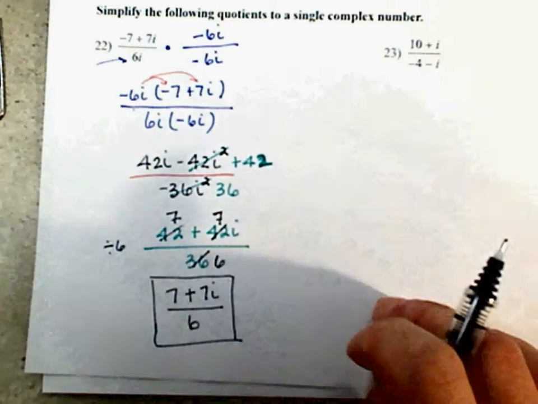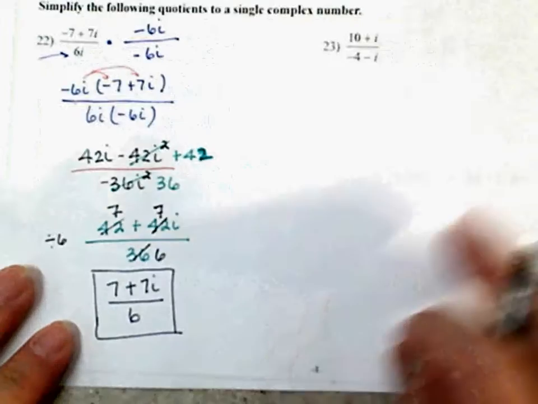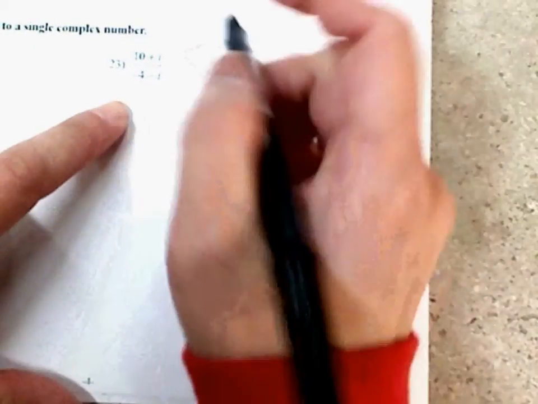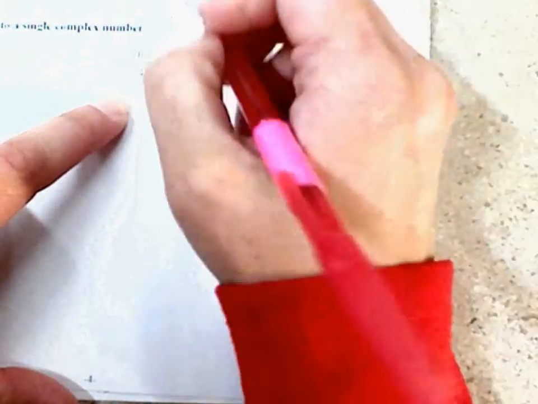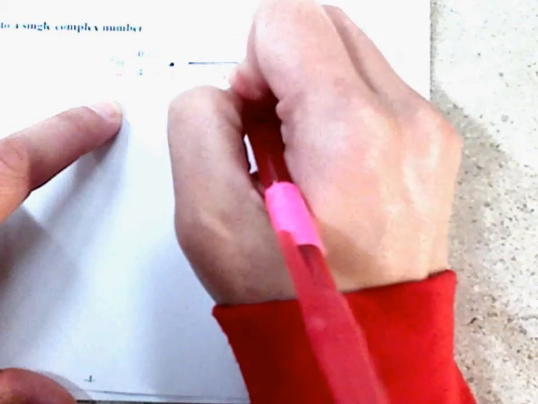Number 23. Okay, here we go. You can take a picture. Number 23. Let's multiply it times the conjugate. Opposite, look at your denominator. So this will become negative 4 plus i. What you do to one, you do to the other. And I'm going to put parentheses around this to help me.